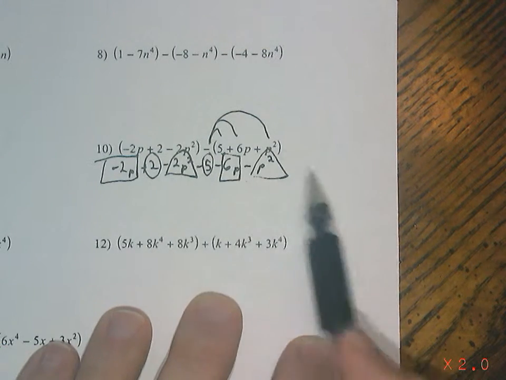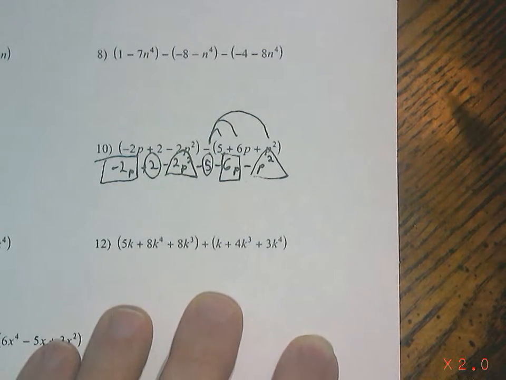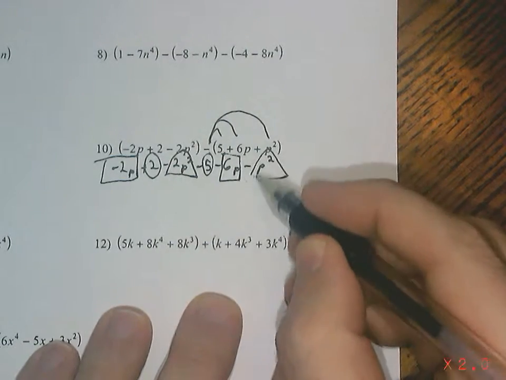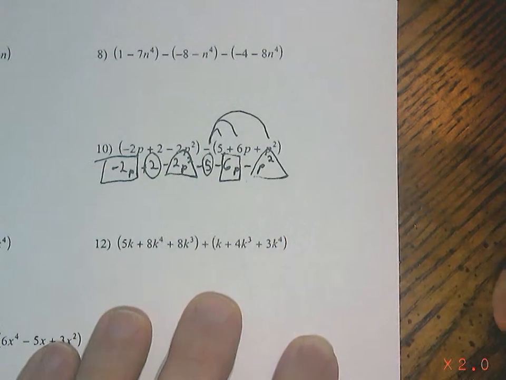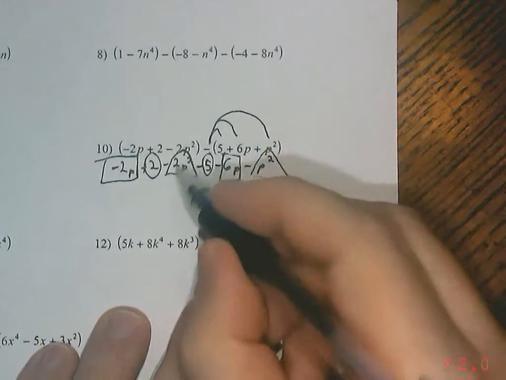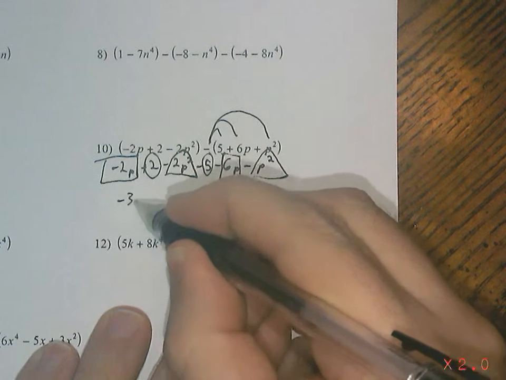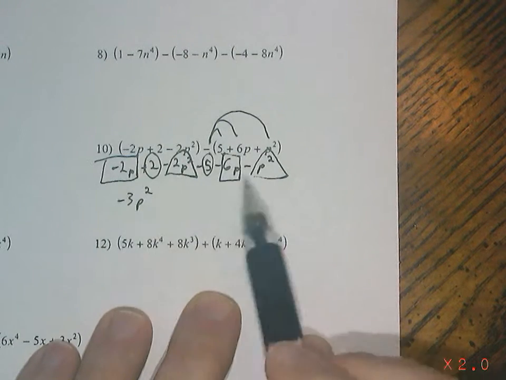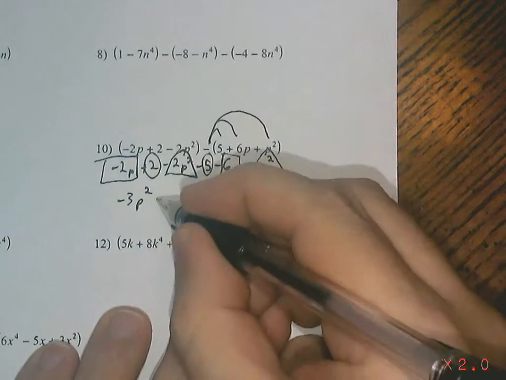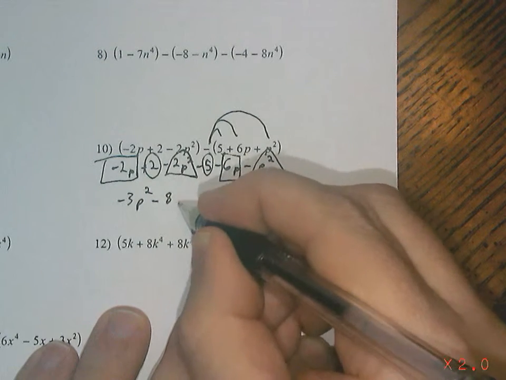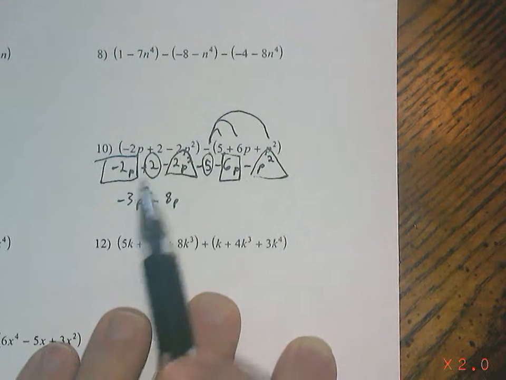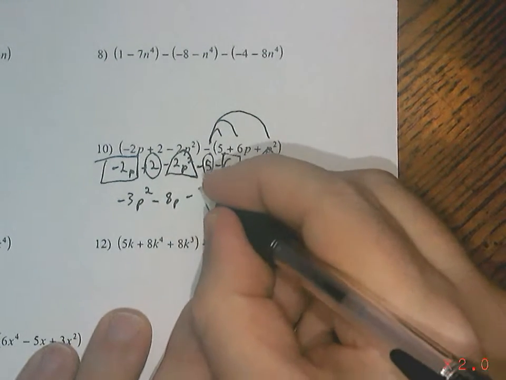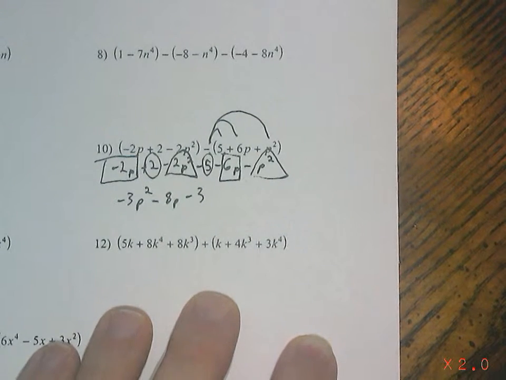So let's start with the highest exponent because that has to go in front, right? So I have negative 2p squared and negative p squared. What coefficient is in front of just p squared? It'd be a 1, right? So it'd be like negative 2 plus negative 1, which would combine to become negative 3p squared. Okay? Then I've got negative 2p and negative 6p, which combine to become negative 8p. And then I've got positive 2 and negative 5. Combine those, I would get negative 3. So there is my simplified expression.